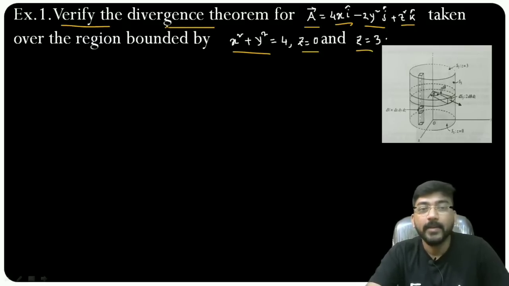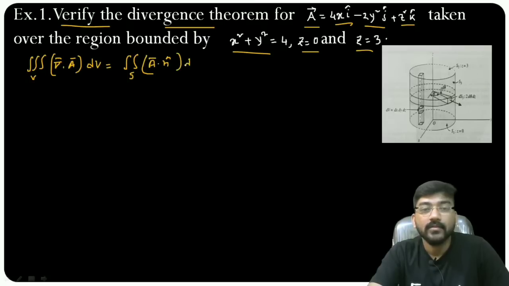You have to verify the divergence theorem, and from the divergence theorem we have the volume integration of divergence A dv is equal to the surface integration of A dot n cap ds. And this is the diagram. You can see here, x square plus y square is equal to 4. This is the circle, and this is the S1 surface, and z is equal to 0 and z is equal to 3.